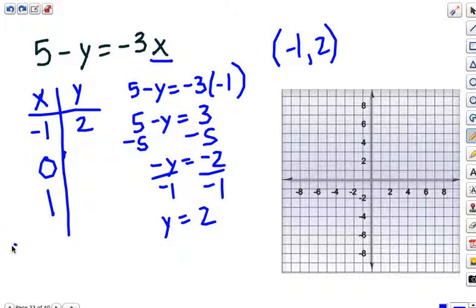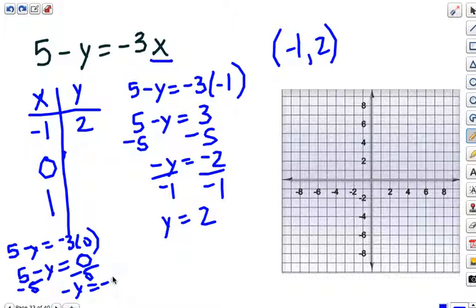All right, the next one, 5 minus y equals -3 times 0. 5 minus y equals 0. Subtract 5 from both sides. -y equals -5. We divide both sides by -1 again because we have this negative in front of our y, so y is going to equal 5.